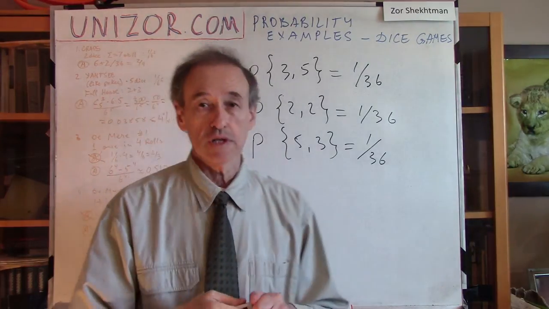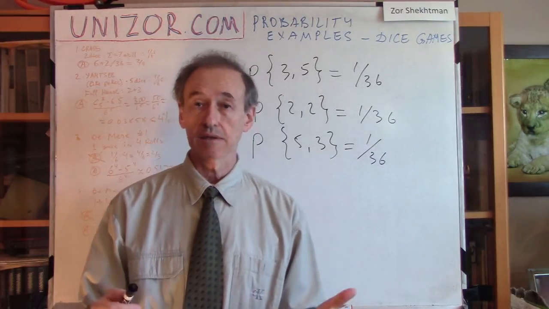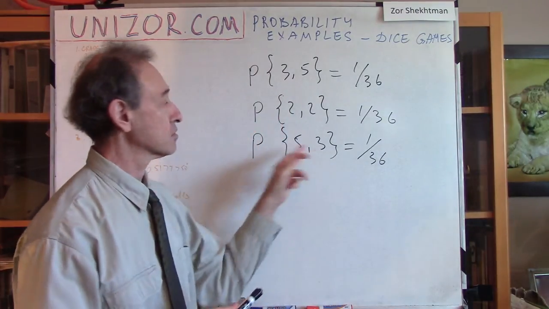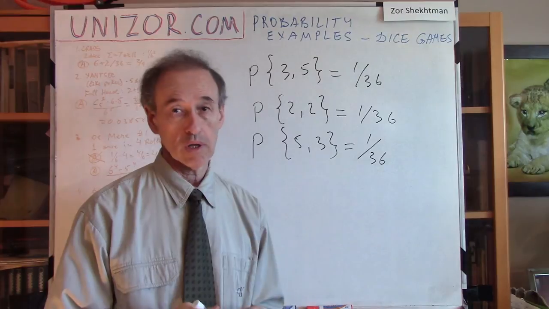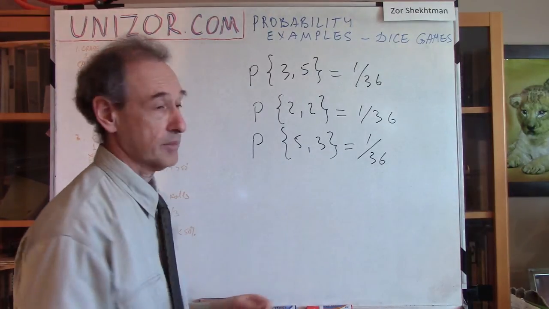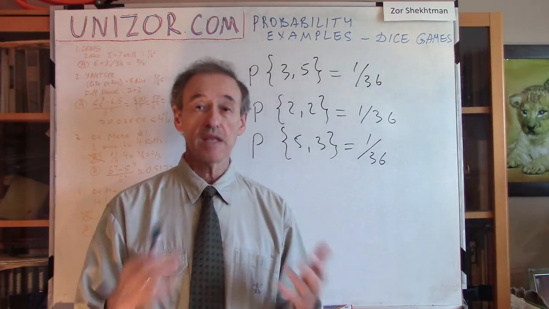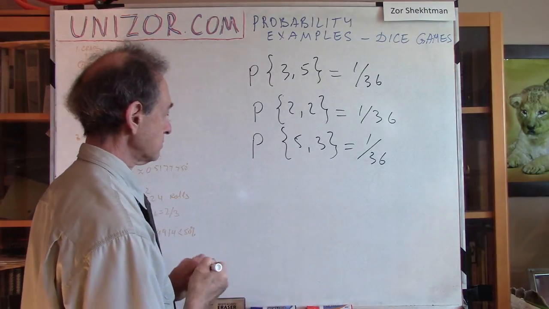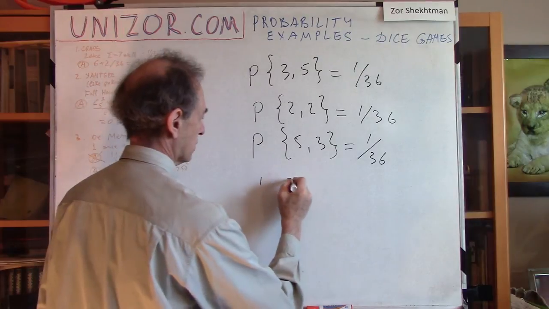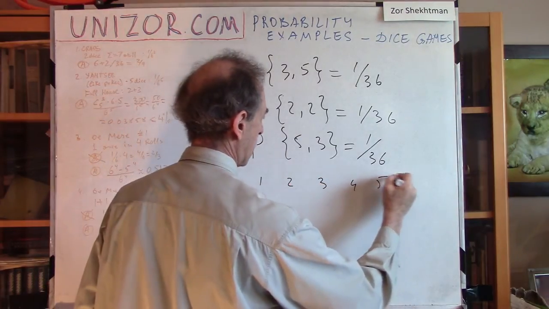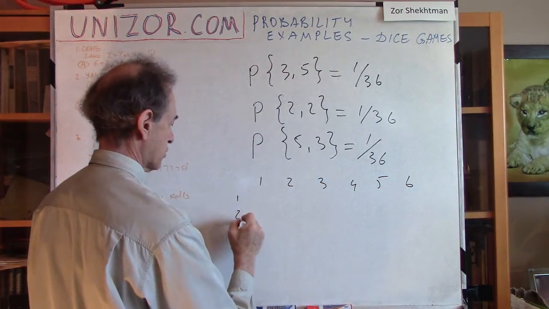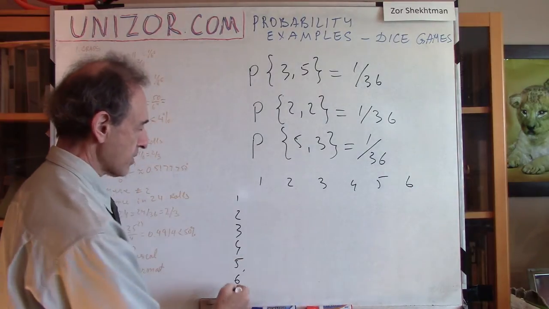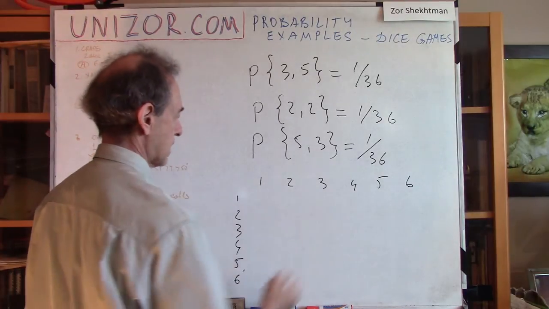Now my question is, what's the probability of the event I'm interested in, which is the event when the sum of these two numbers is either 7 or 11? Well, in this particular case, the easiest way is just to count. So let's just consider: 1, 2, 3, 4, 5, 6, and 1, 2, 3, 4, 5, 6. This is the first dice and this is the second one.